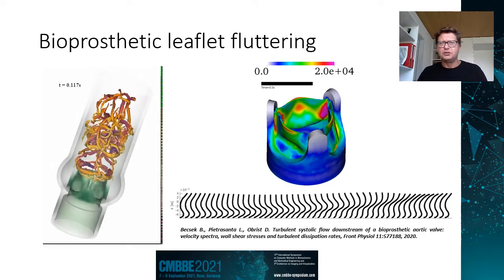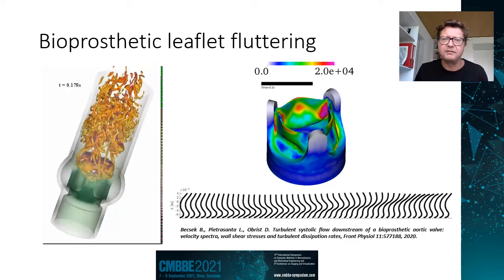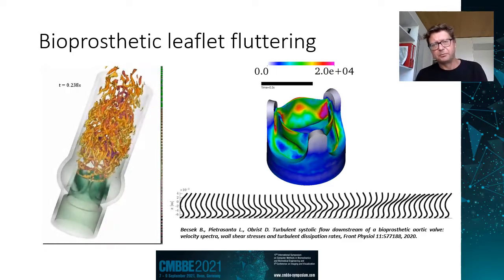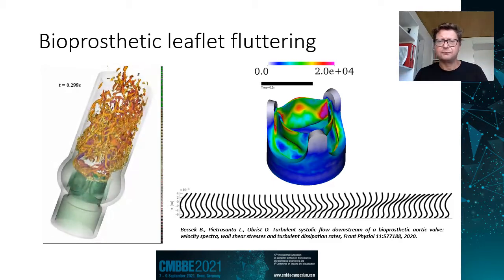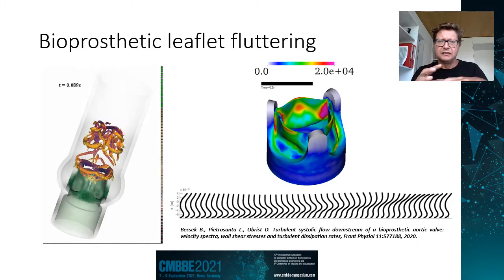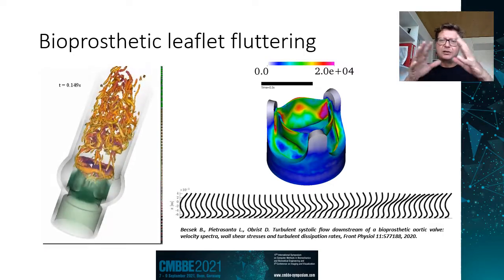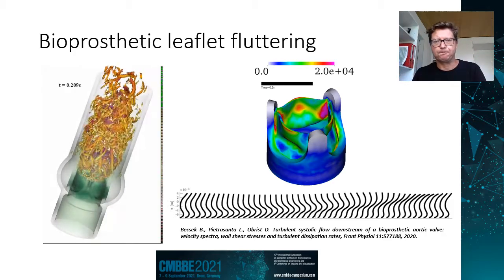So we tried to modify the valve in the hope that we could reduce the fluttering or even eliminate it. So first we modified the material parameters. So we changed the fiber directions and we stiffened the material. However, no matter how we changed the material parameters, the fluttering remained. So as long as the valve was still opening and closing properly, there always was a fluttering.